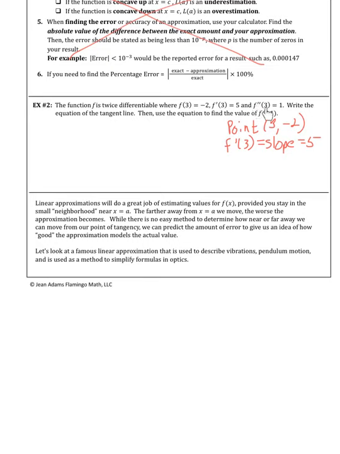And then the second derivative of 3 is equal to 1. So the second derivative is extra. We don't need that at all for our purposes. It's just extra information that's not necessary. Write the equation of the tangent line. So we've got the slope of the tangent line is 5 and we have the point.